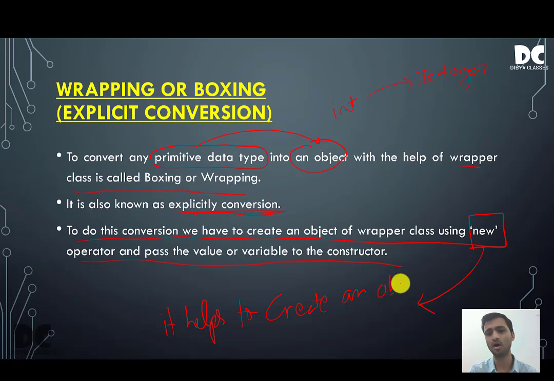We'll be using this new in future classes also, in the next chapter also, and we had already used it in the Scanner class, if you remember, Scanner x = new Scanner(System.in) in class 9, right? This new was already used, but you didn't know what was the meaning actually. Actually it helps to create an object, like in Scanner x = new, x is the object. Similarly here also we will be creating objects for the wrapper class, so that we will be able to convert primitive data type to an object.